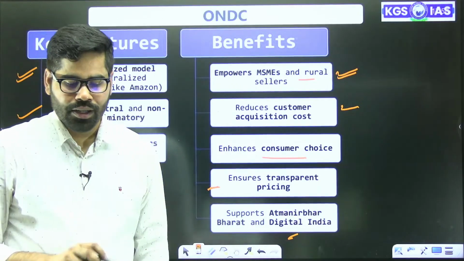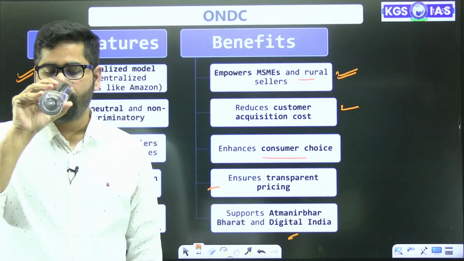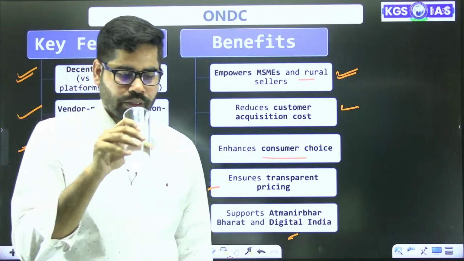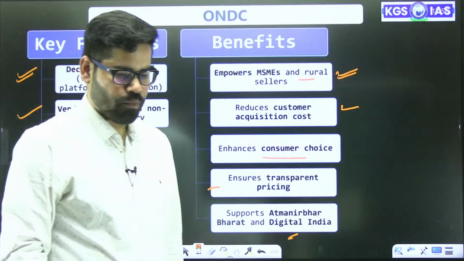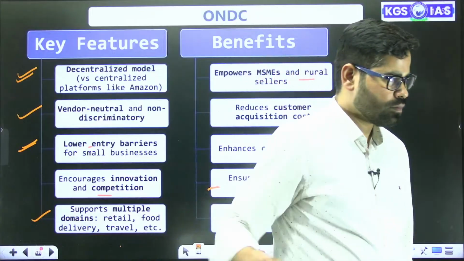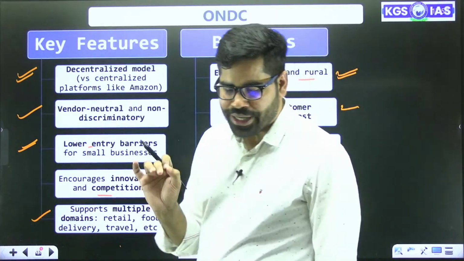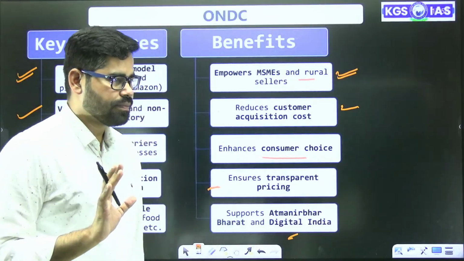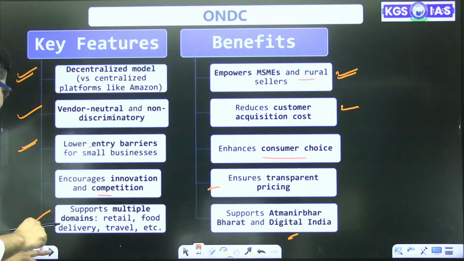Okay. So I hope it is clear what ONDC is. I hope this part is also clear. What is ONDC? Open Network for Digital Commerce. Okay. So that is our first topic, ONDC.